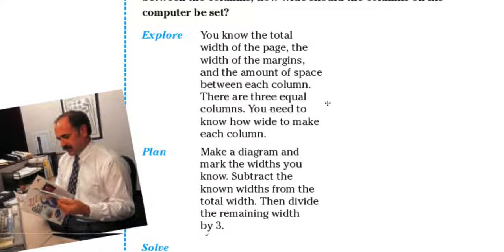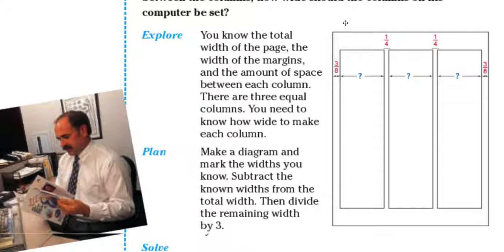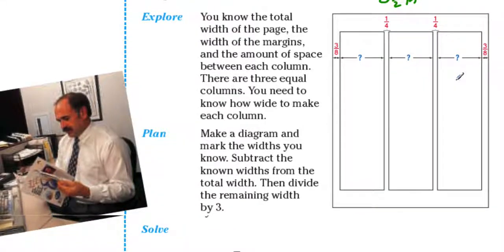And this is how your diagram should look. This is your 8.5 paper right there. This is 8.5 inches, the very top. There is a 1/4 margin between columns, and there is a 3/8 margin on the left and right side of the paper. We want to know the width of each column. So what do we do?